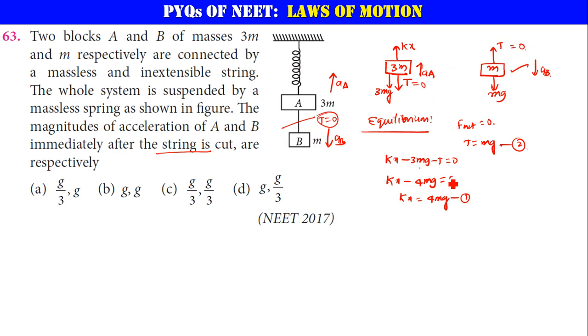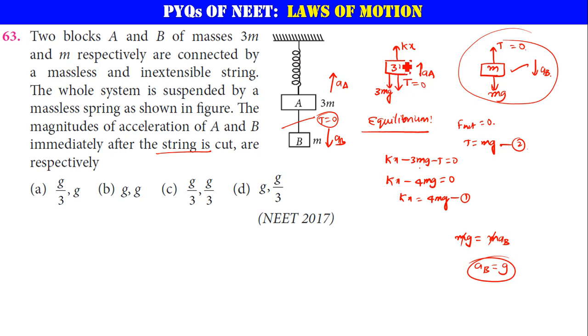Very good. Then if I apply F net is equal to MA on this block, what is the net force acting on it? Since the tension is equal to 0, only mg is acting on it. So mg is equal to MAB. Both the masses get cancelled. AB, the acceleration of block B, is g.